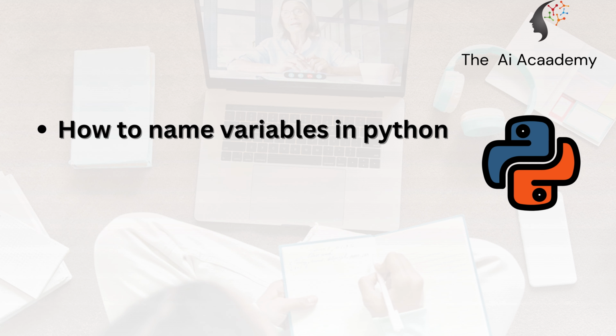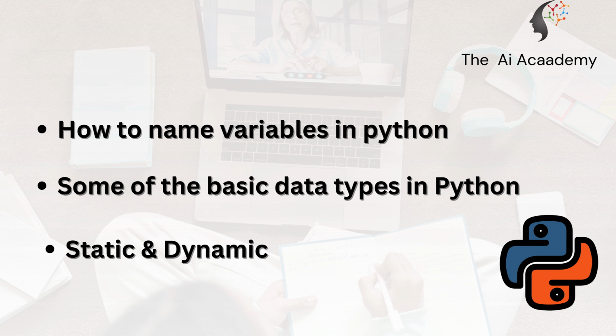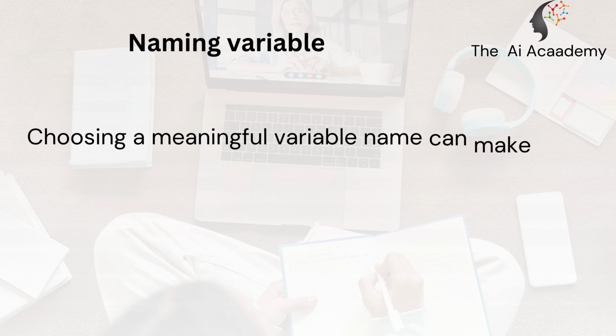Today we'll learn how to name variables in Python, different approaches, the rules and conventions for naming them, and some of the basic data types used in Python. We'll also cover how to identify the data type of an object, verify if an object is of a certain data type, and convert objects to a new data type. Additionally, we'll explore the difference between statically and dynamically typed programming languages, with Python being an example of a dynamically typed language. We will start with naming the variables.